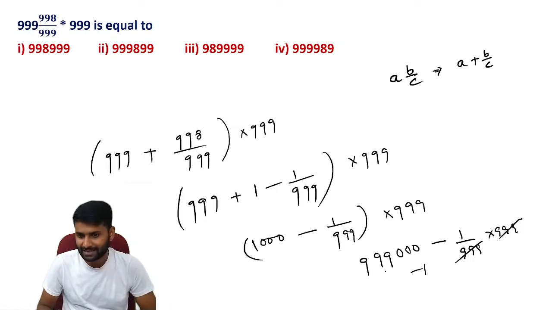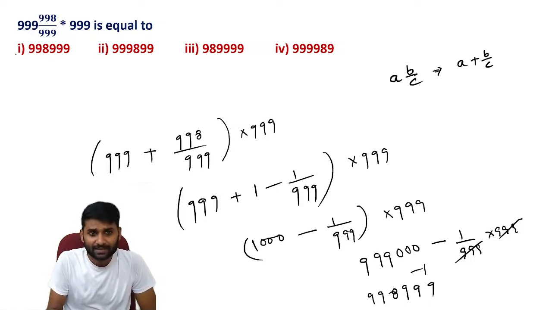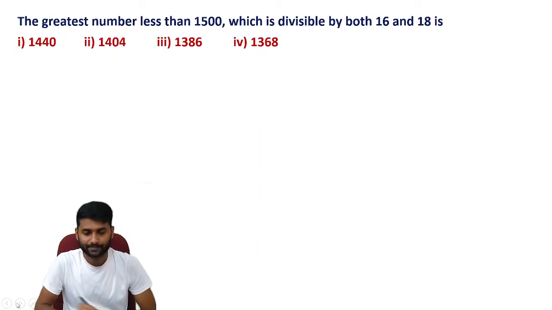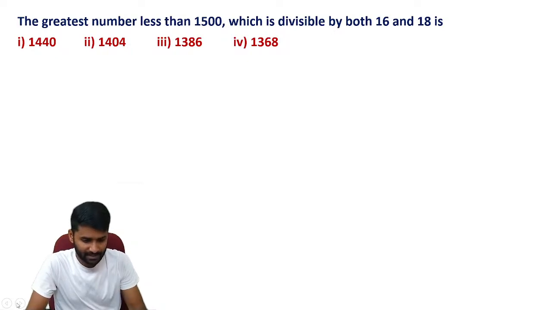If you subtract from 9 lakhs 99,000, see here you will get 9. So 10 minus 1, here you will get 9. Here you will get 9. Here you will get 8. Here you will get 9. So here 9 lakhs 98,999 is the correct answer. So here you can choose the option. Next, try this one.